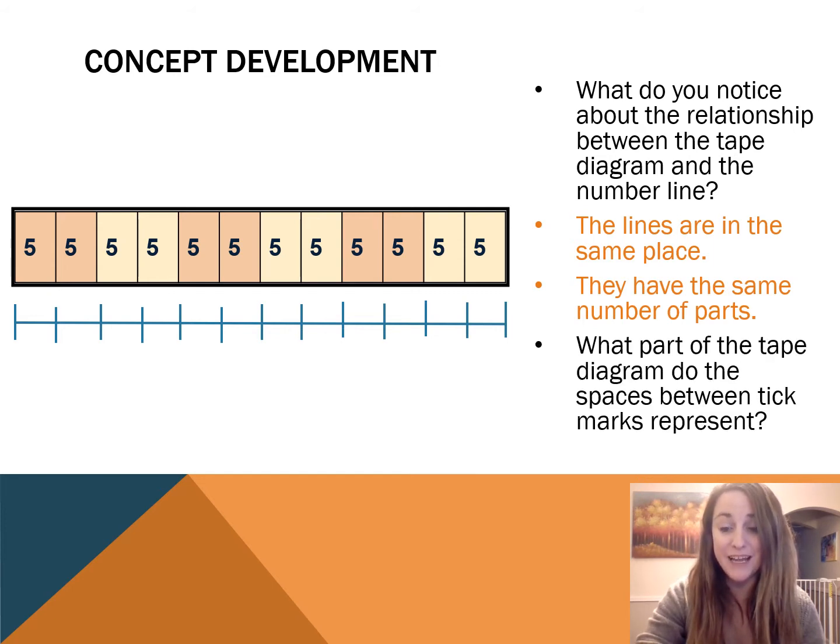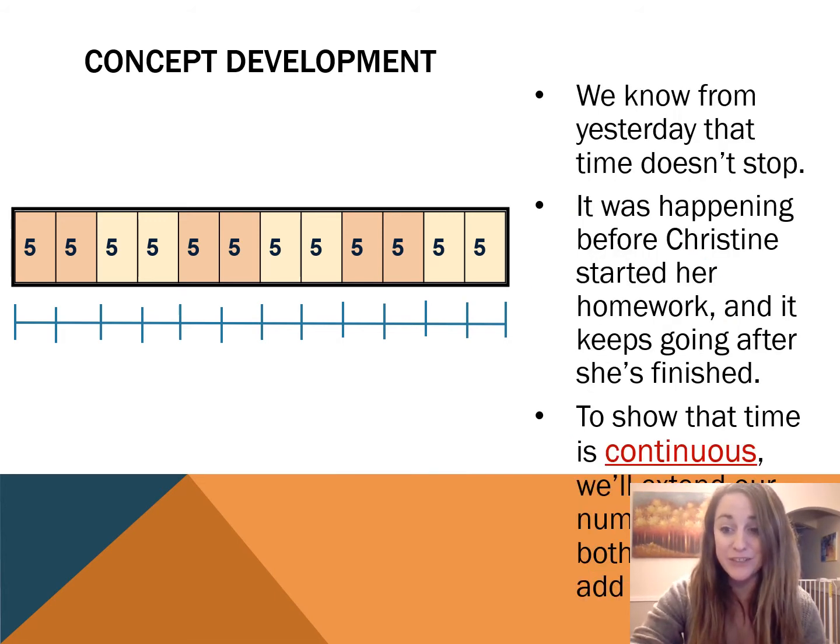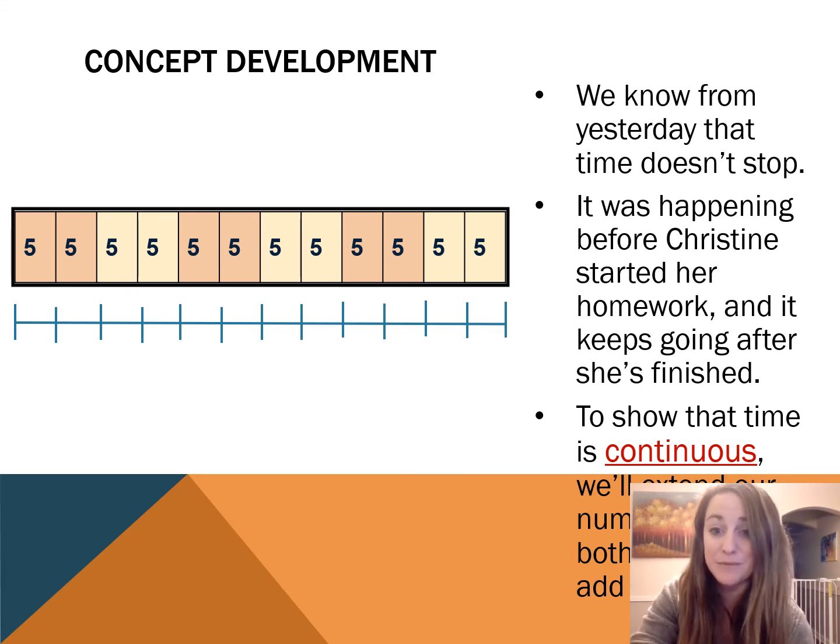What part of the tape diagram do the spaces between tick marks represent? The units, the time it takes to do each math problem. They each represent 5 minutes. We know from yesterday that time doesn't stop. It is continuous. It was happening before Christine started her homework, and it keeps going after she finished.